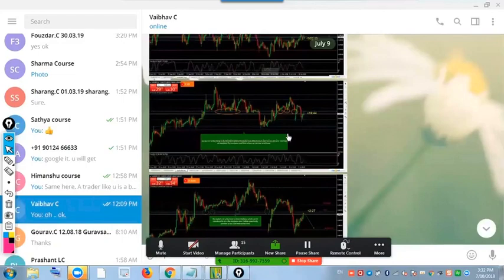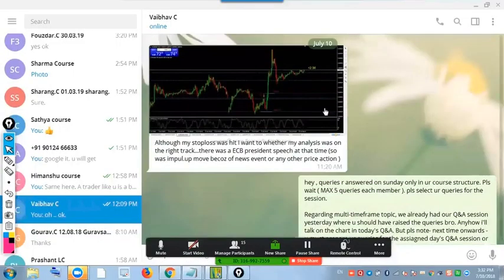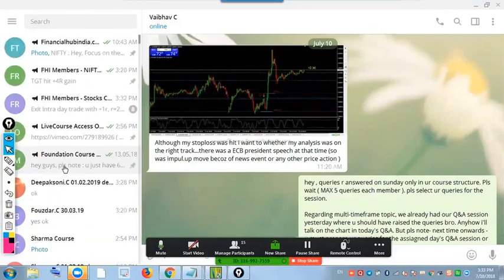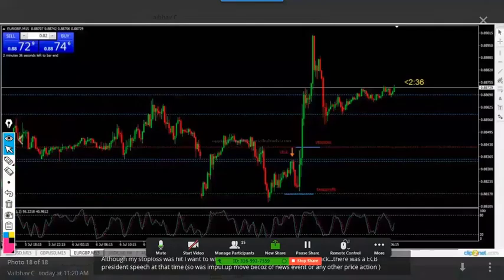Although my stop loss was hit, I want to know whether the analysis was on the right track. Your thought process was not wrong, and the lines you are drawing were correct, but so far we have not done the support and resistance topic. So it's not your mistake, I would say. You don't yet know in what scenarios you are supposed to ignore the key levels. Since we started support and resistance from today, tomorrow inshallah we'll cover the scenarios where you're supposed to ignore support and resistance. Otherwise, good effort. You tried a lot. That's good.